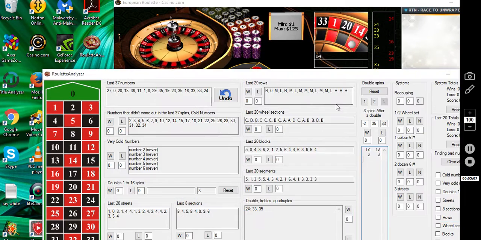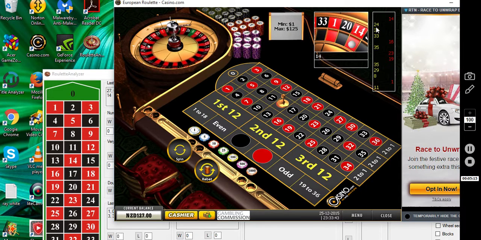Okay, so the 14 come out, so I'm going to click on the 14, and we still get nothing here because there has not been a double. So I'm going to rebet on the 24 and rebet on the 14.